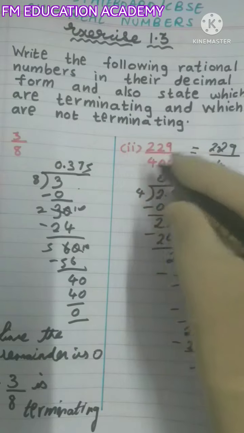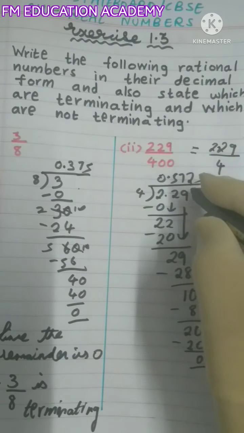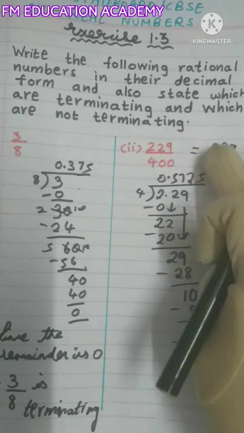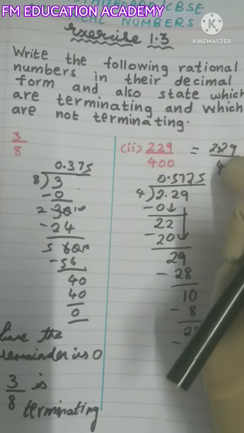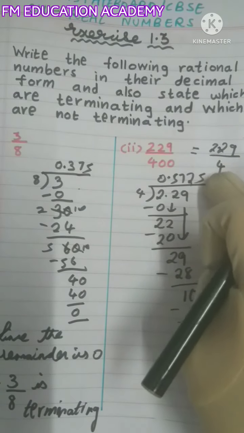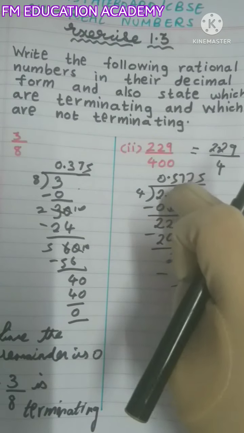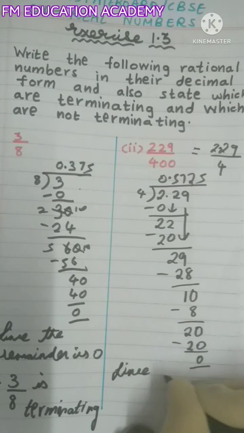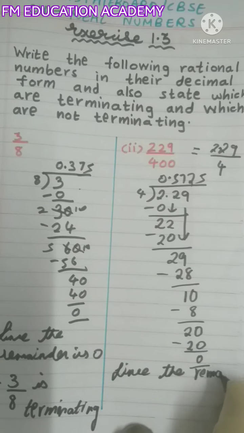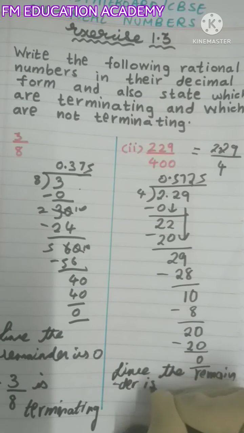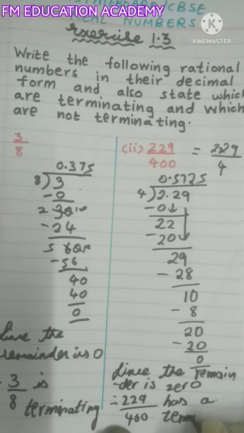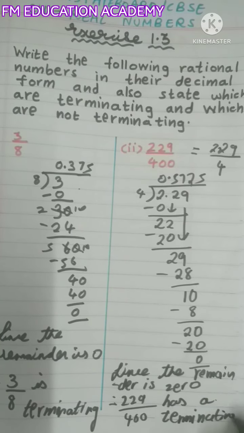So we got 229 by 400 is 0.5725. Since 400 was a very big number, I removed these 2 zeros and wrote it as 2.29 by 4, and then by dividing I got the decimal expansion as 0.5725. So now we can say, since the remainder is 0, therefore 229 by 400 has a terminating decimal expansion.